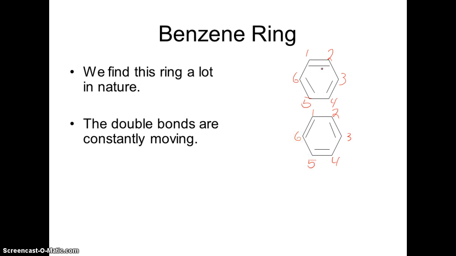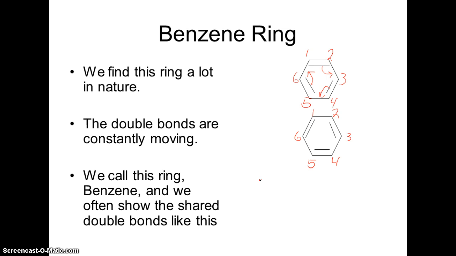The truth is, there's a constant flip-flop as each bond trades places. We call this a resonance structure, 2 equally existing structures. This ring is so special it has its own special name, benzene. And a lot of times, to show that those double bonds are constantly in motion, we draw it like this.